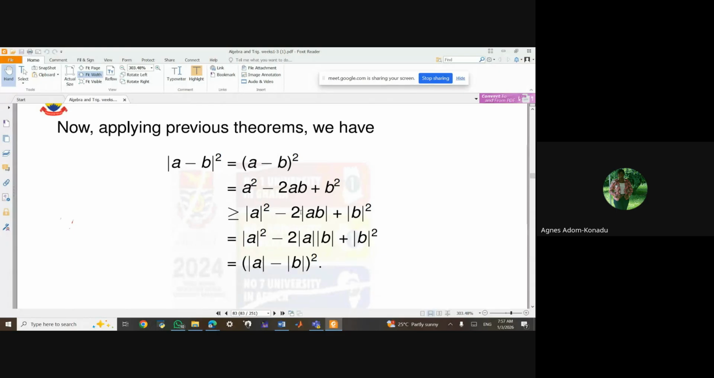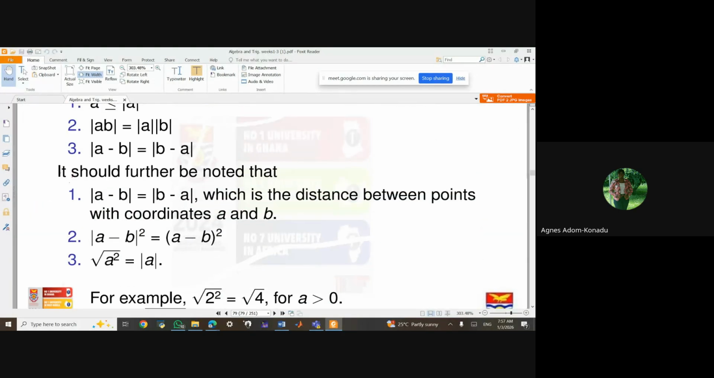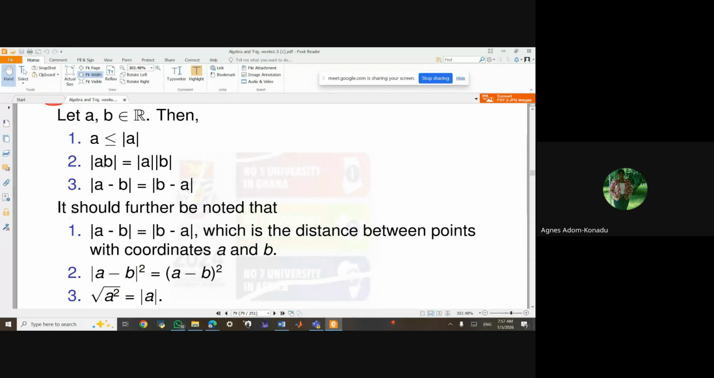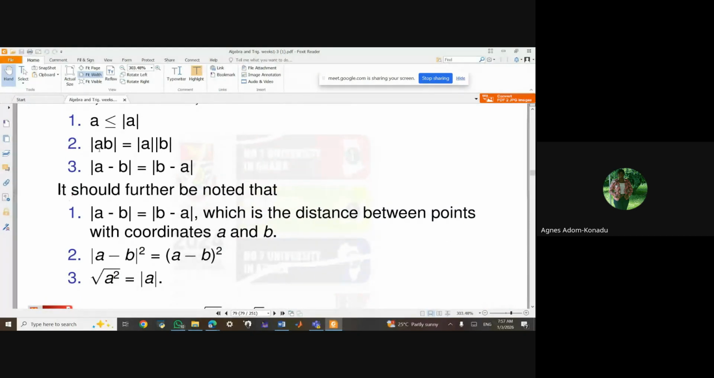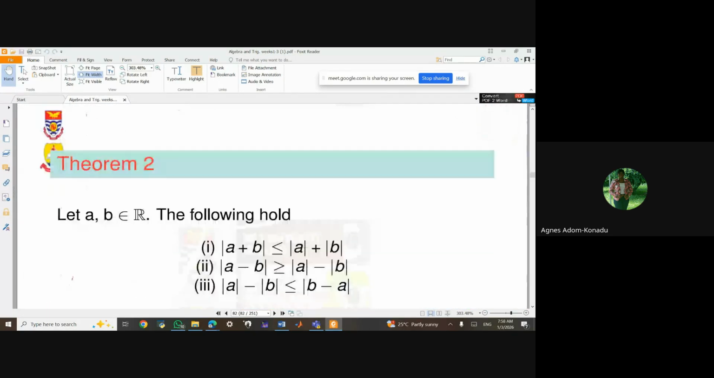This will be greater than or equal to 2 absolute AB plus absolute of B, and this expression is the same as absolute of A squared. From the first theorem, we know that absolute of AB is the same as absolute of A times absolute of B. So absolute of 2AB is the same as bringing the 2 out and then having absolute A, absolute B. So that's what I have here.